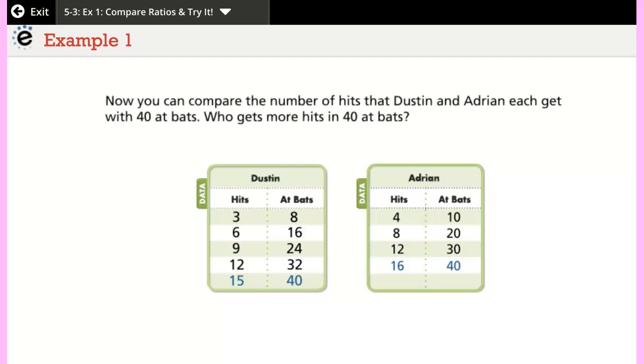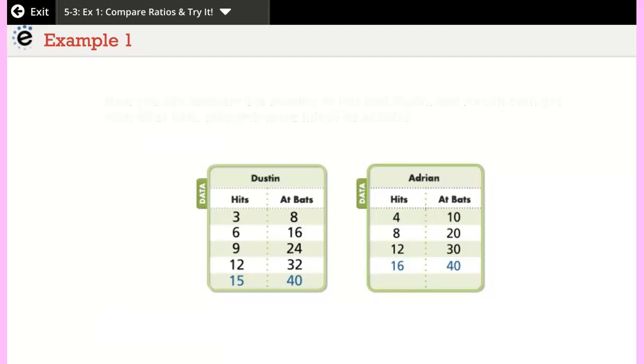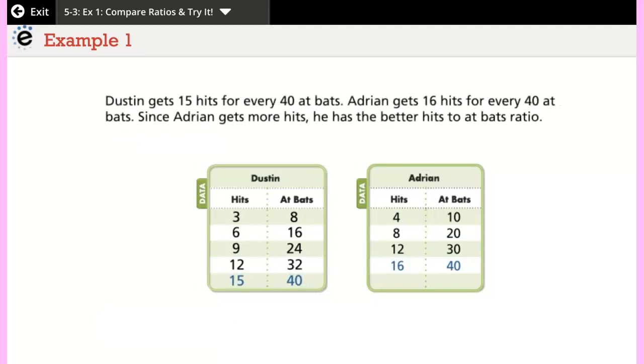Now you can compare the number of hits that Dustin and Adrian each get with 40 at-bats. Who gets more hits in 40 at-bats? Select your answer. Dustin gets 15 hits for every 40 at-bats. Adrian gets 16 hits for every 40 at-bats. Since Adrian gets more hits, he has the better hits to at-bats ratio.